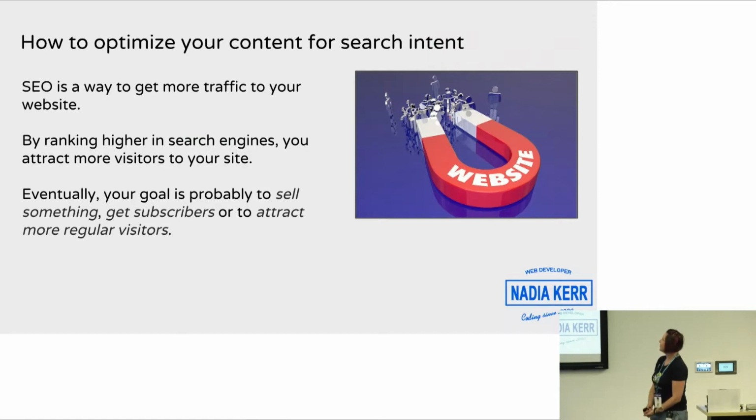So, how to optimize your content for search intent. SEO is a way to get more traffic to your site by ranking higher in the search engine to attract more visitors. Eventually, the goal is to sell something, to get people to subscribe to your website, to attract more visitors. So we need to understand the search intent.